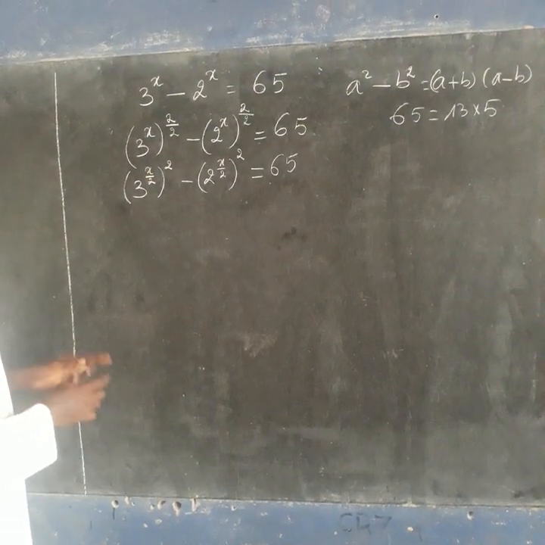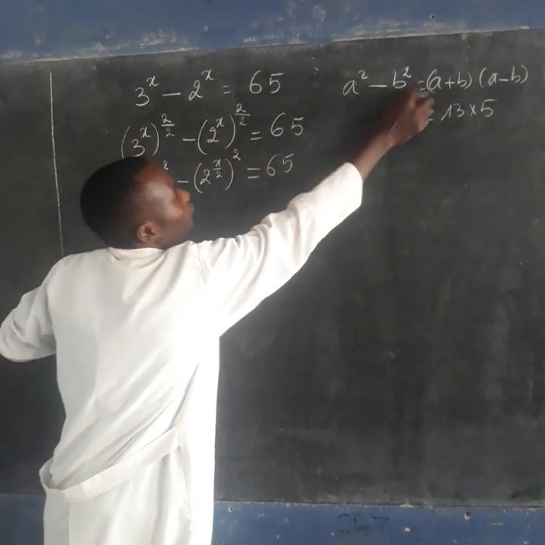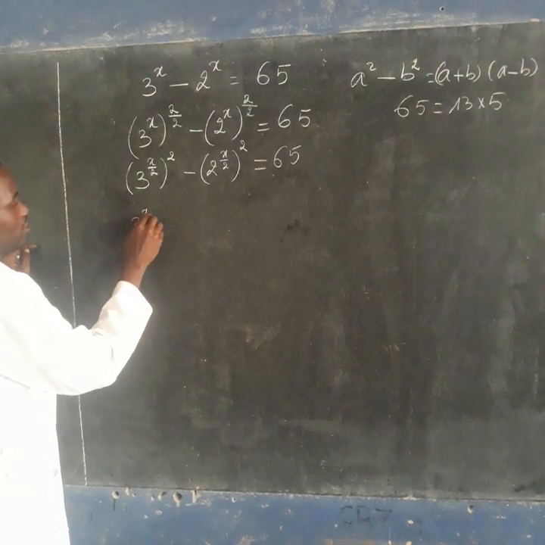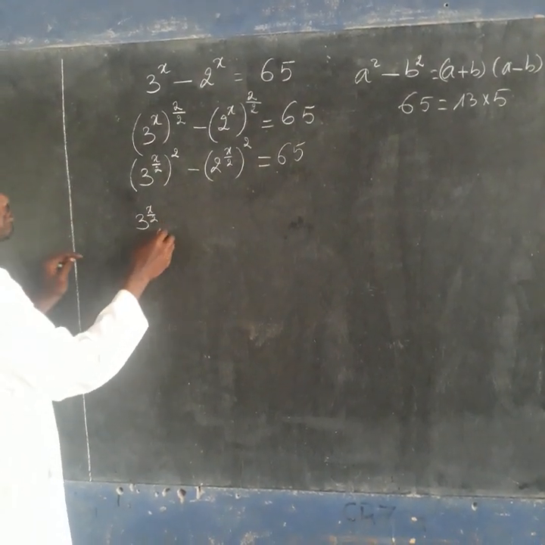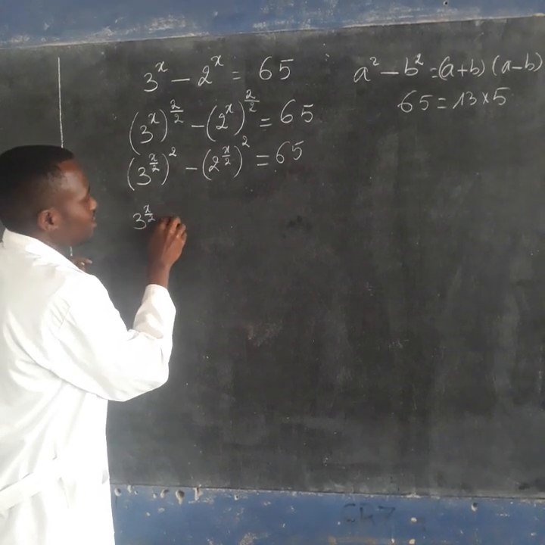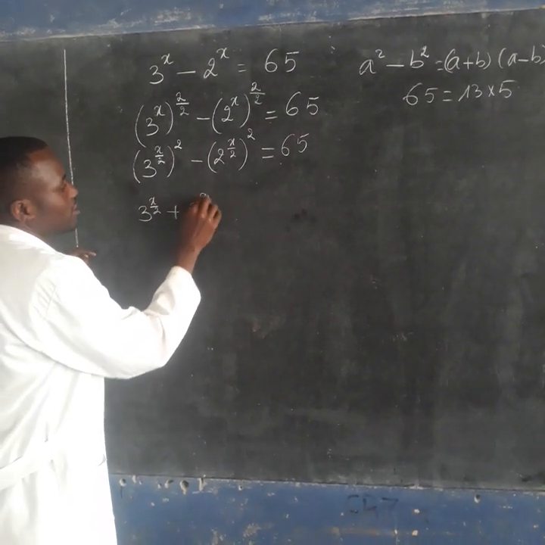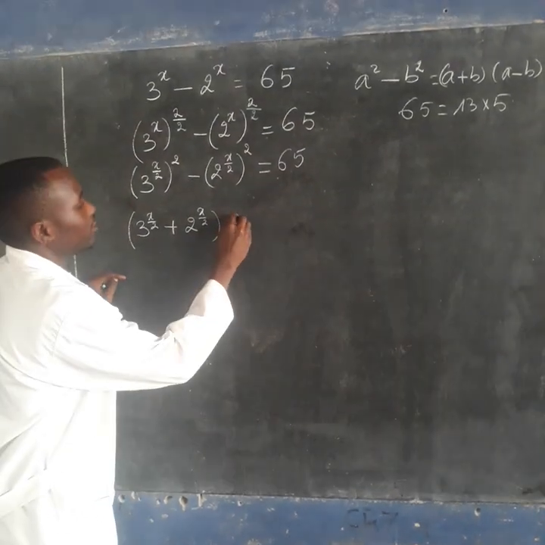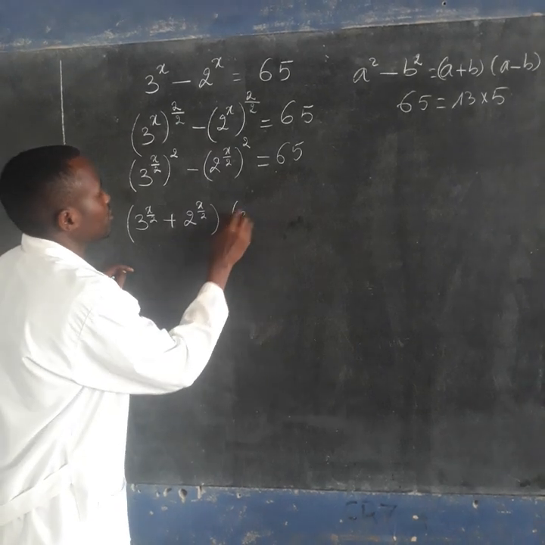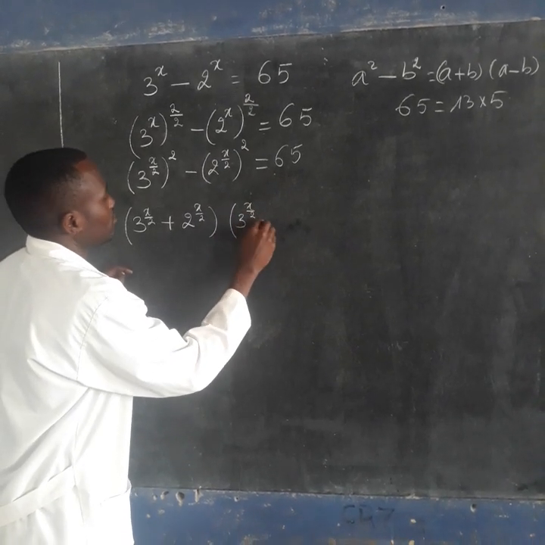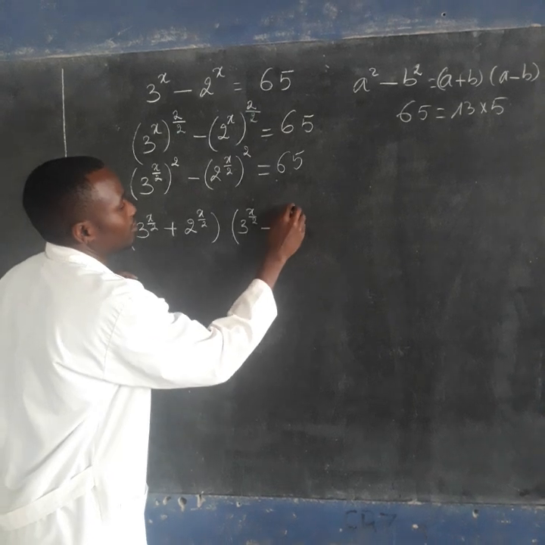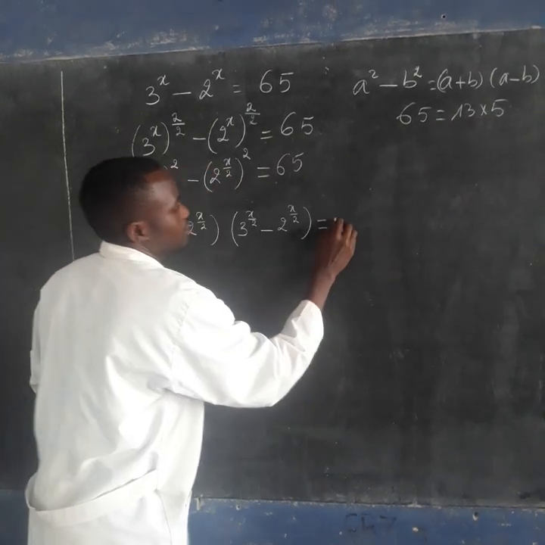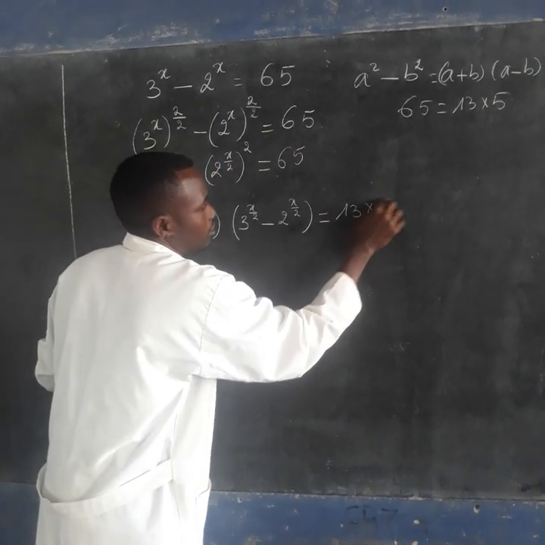Now, here we remark a difference of two squares as the formula shows. We write here 3 power x over 2 plus 2 power x over 2, times 3 power x over 2 minus 2 power x over 2, to be equal to 13 times 5.